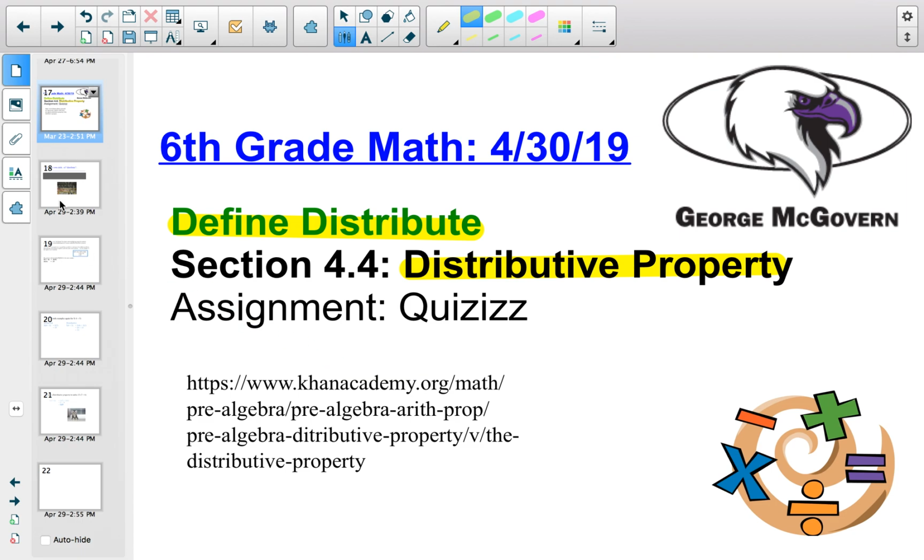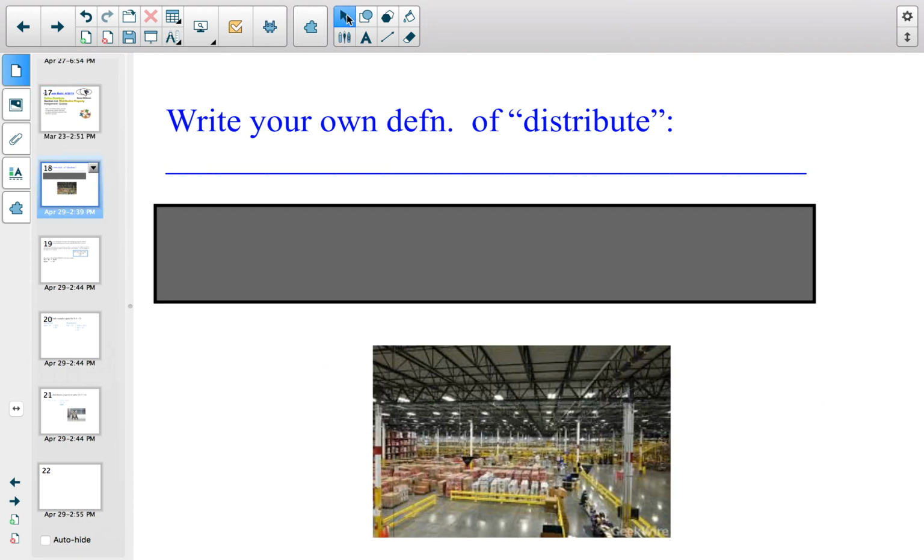So, if we look here, the first thing I want you to do is define the word distribute. Like, give me your definition of distribute. Think about it in your head, maybe write it down. Just think about what the word distribute means.